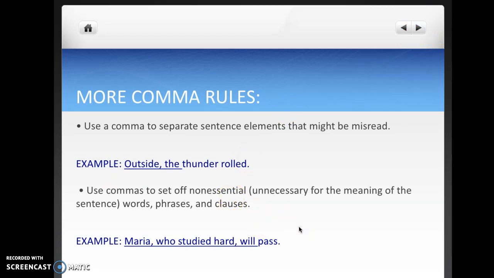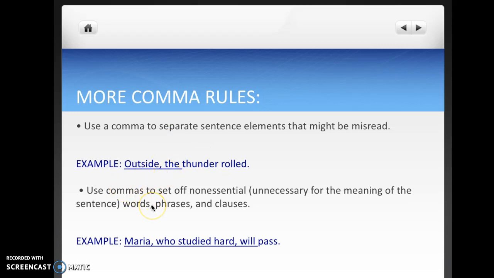And lastly, here's some more comma rules before we move on to some other punctuation. So this is a comma to separate sentence elements that might be misread. An example would be "Outside, the thunder rolled," which lets us know it's outside, not "outside the thunder," like outside of the thunder. We're trying to differentiate between the two ideas.